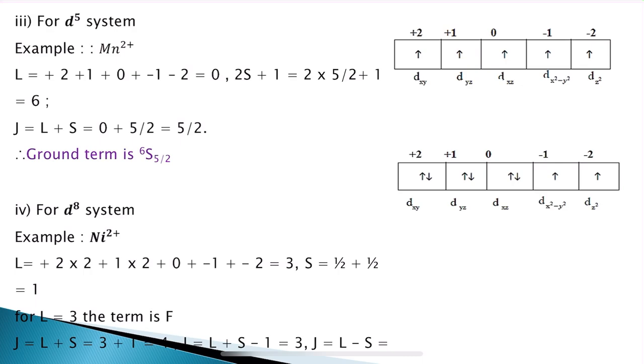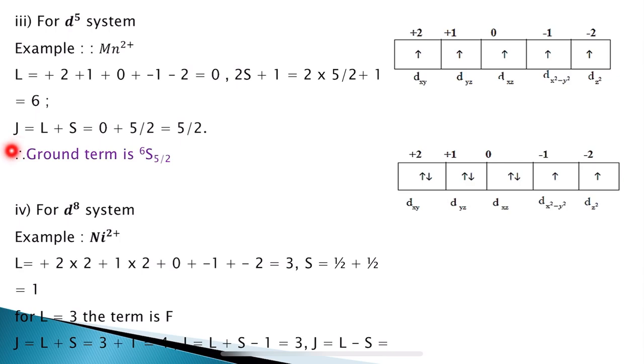the d5 system. An example of a d5 system is manganese 2 plus, Mn 2 plus. Here it will have 5 electrons present, and according to Hund's rule, all the subshells of the d orbital will be singly filled. So I am going to get the L value equal to 0, and the spin multiplicity, that is 2S plus 1, will be equal to 6.